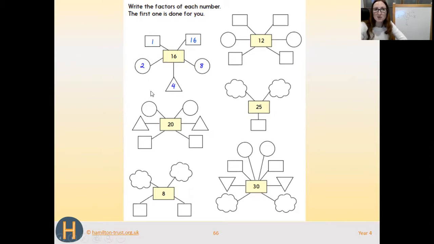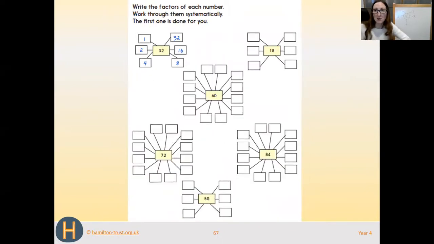And just so you can be really sure and confident, here is the example that we drew up together on the board behind me. 1 and 16 are a pair, 2 and 8 are a pair, and 4 is all by itself because 4 times itself is 16. So have a go at these ones. And then if you're feeling up for a challenge, also part of step 1, where we're finding these factors, we have some larger numbers. Again here the example is given where we're working logically. 1 and 32 are factors of 32, 2 and 16 are factors, 4 and 8 are factors.